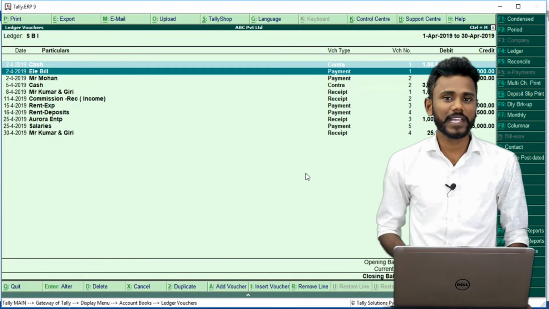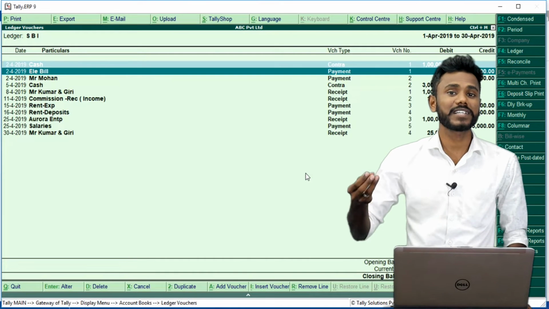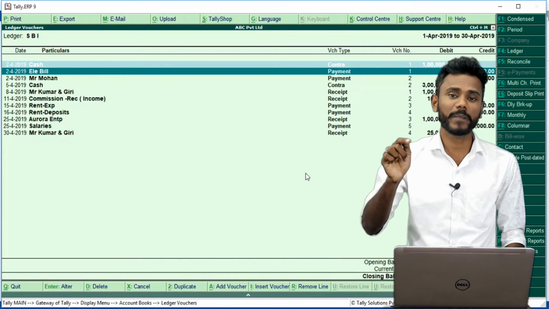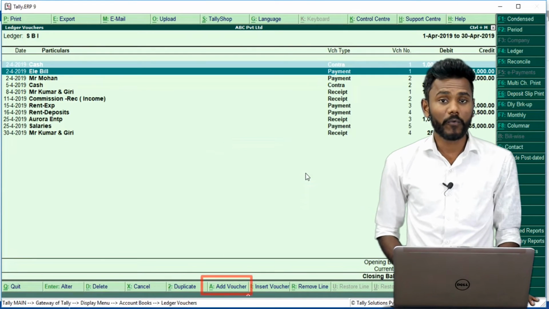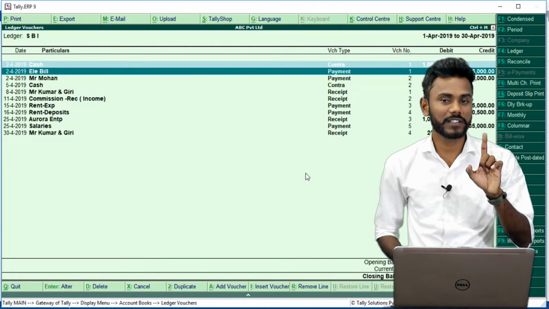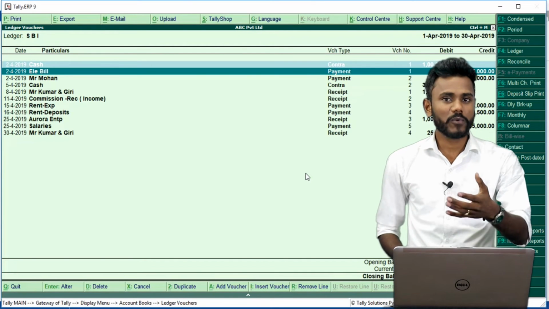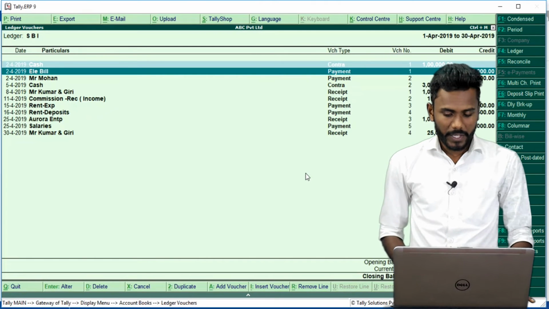So in part A, you just add the new transaction, whichever is recorded only by the banker but not by you. Very simple, directly press Alt plus A wherever you want to add the new transaction. But the thing to keep in mind: if you want to add a receipt voucher, on the receipt voucher just press Alt A.